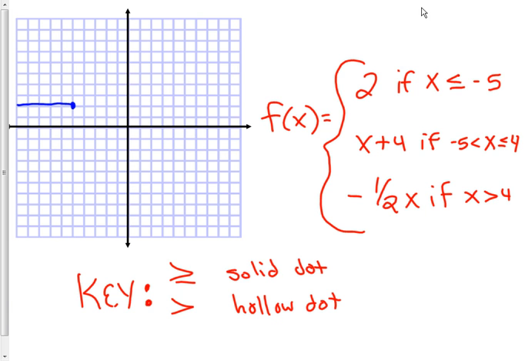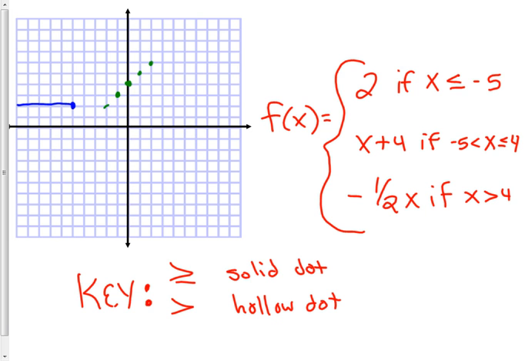The second one is f of x equals x plus 4. So let's go ahead and graph that. We'll do a different color. The y-intercept is 4. 1, 2, 3, 4. And we have a slope of 1. So up 1 over 1, up 1 over 1. Now, which x's does it say we can use? X is from negative 5 to positive 4.